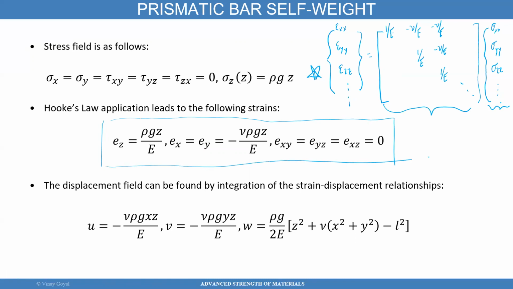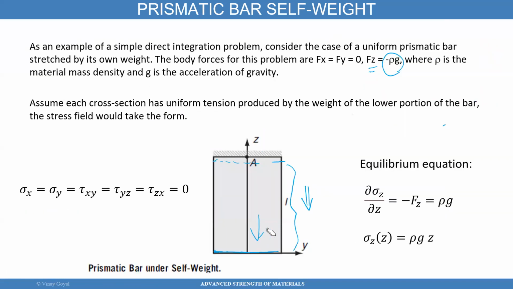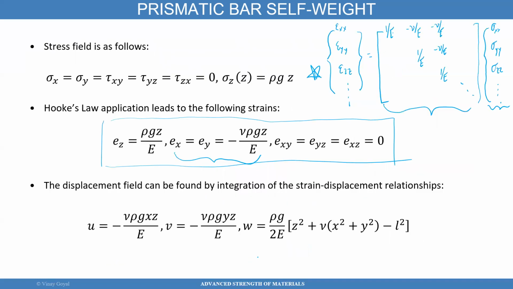It makes total sense that the shear strains are 0 because there's no shear stresses. And this also makes a lot of sense. Why? Because if I'm pulling the material downwards due to self-weight, you expect that here on this edge, this is going to contract in that direction. So that's where the Poisson ratio is showing up on epsilon XX and epsilon YY.